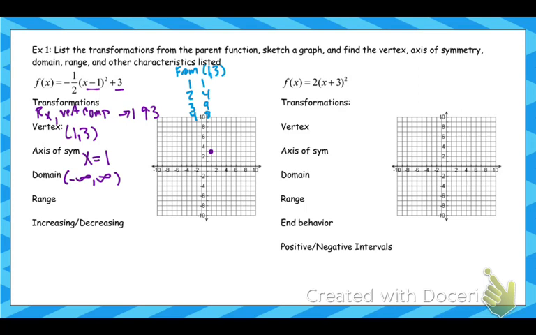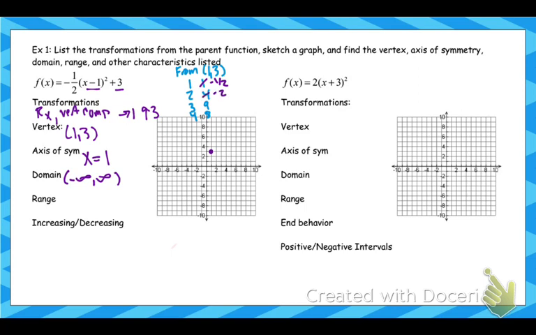What's different, though, is that this graph is not going to have the same shape as the parent function. It's been compressed and it's been reflected. So we need to take that into consideration into how we're transforming from our parent function. So typically, right 1, up 1. Well, because of that compression and reflection, that becomes negative 1/2.